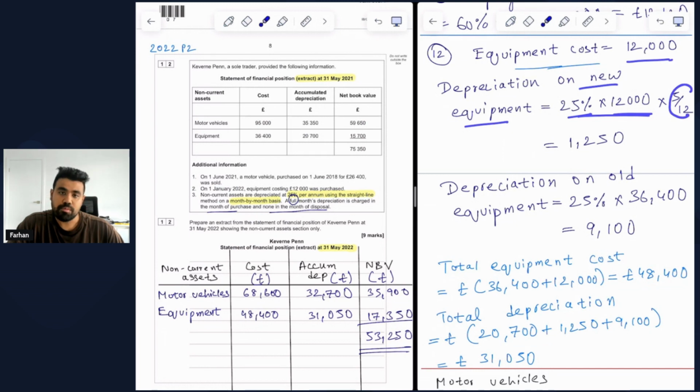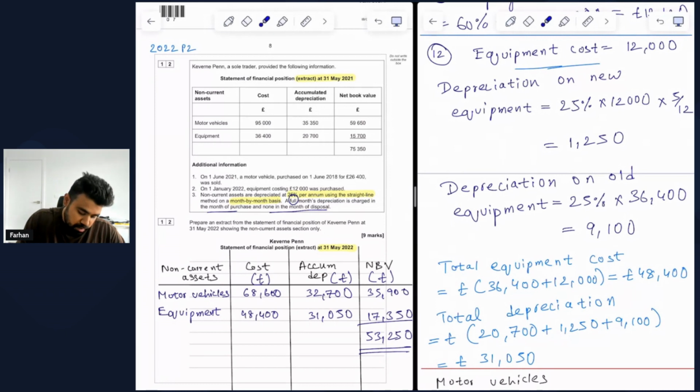Now, why are we multiplying 5 over 12 as well? Because this new equipment was purchased on 1 January 2022, as it is clearly mentioned in the question in point number 2. Our main concern is to prepare the extract of the statement of financial position at 31 May 2022, which means this new equipment was only in use from 1 Jan 2022 until 31 May 2022, which are 5 months in total: January, February, March, April, and May.